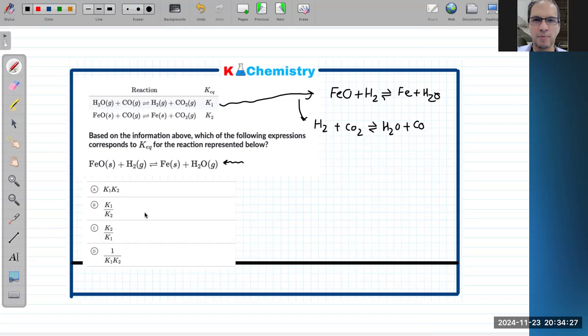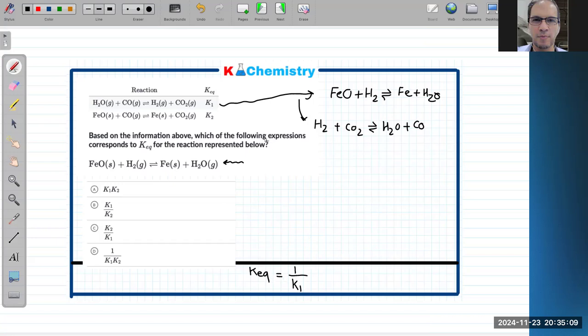So when I do that, what will be the K equilibrium that I will get? If I flip the equation, what do I do to the K? Make it negative. Negative or positive is for an endothermic or exothermic reaction. But for K equilibrium, we said if we reverse the equation, it will be the reciprocal of it. So I will say K equilibrium equals 1 over the first equation's K equilibrium. That's K1. So it is 1 over K1.